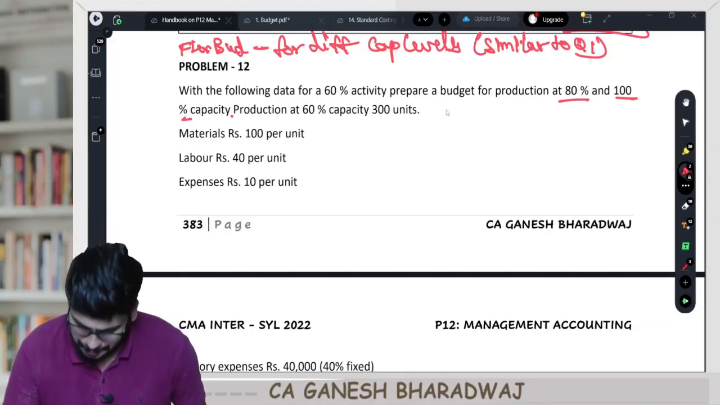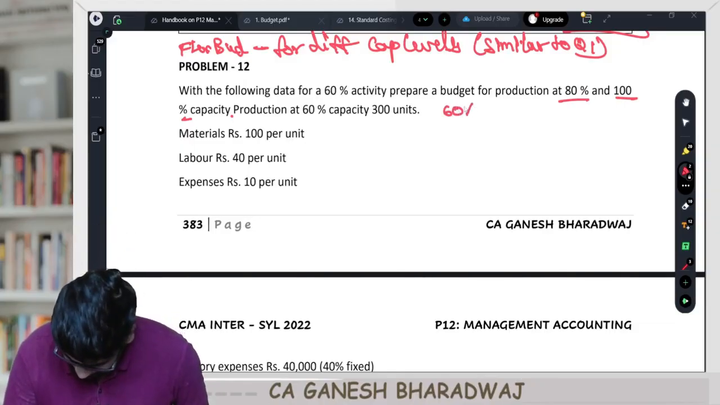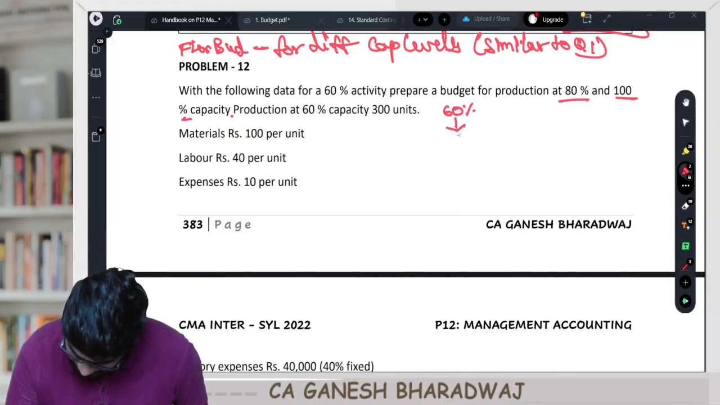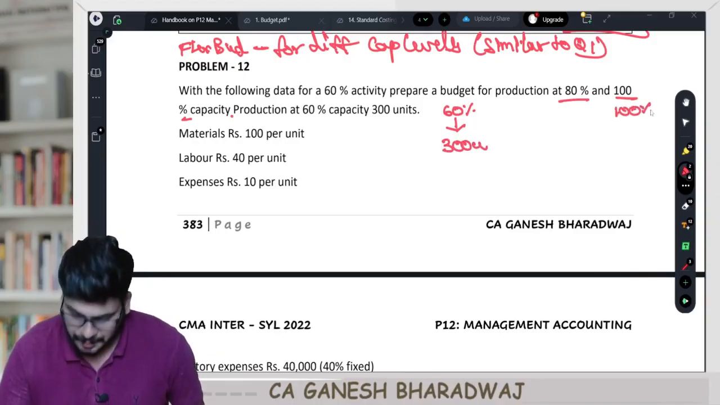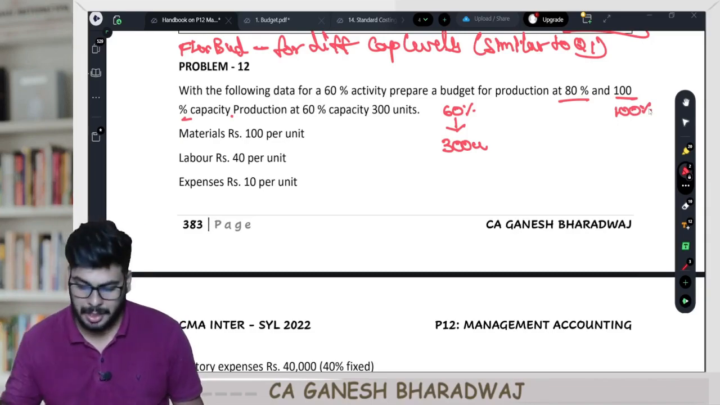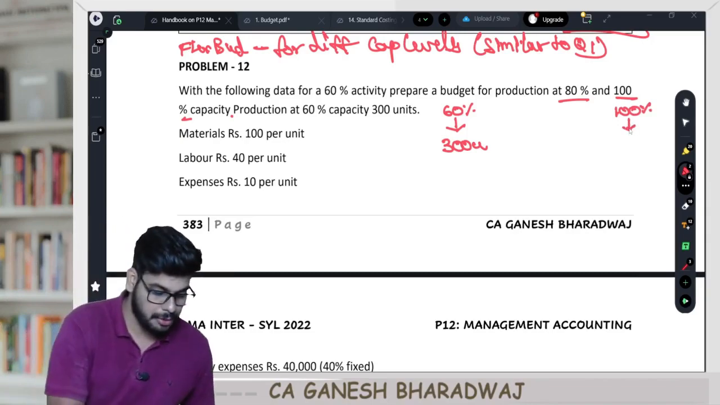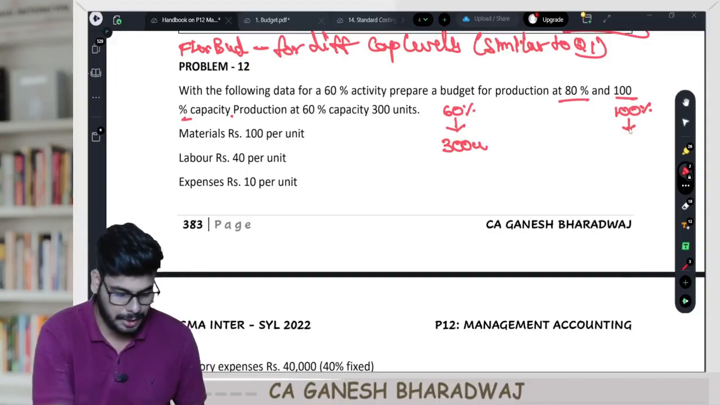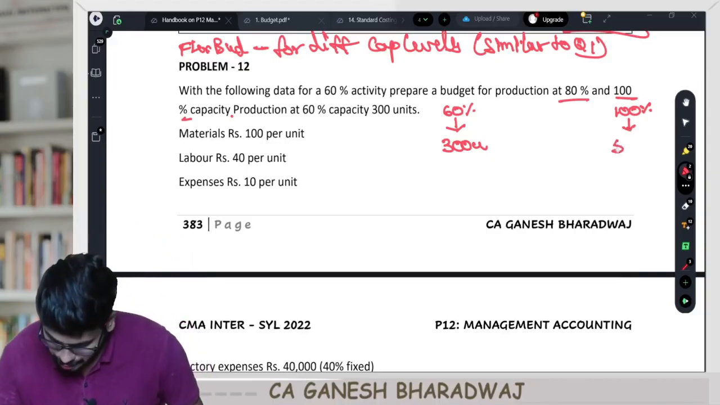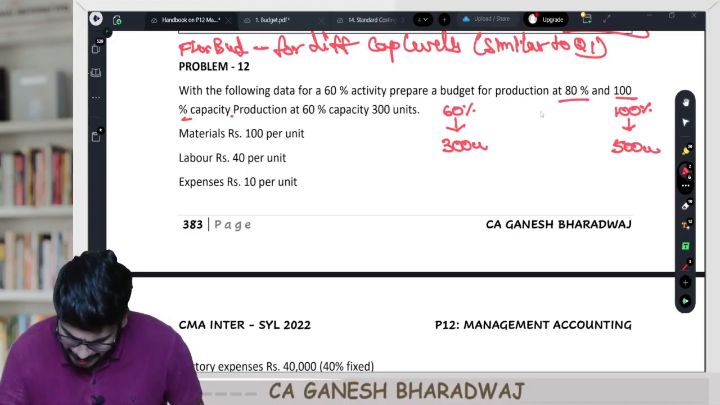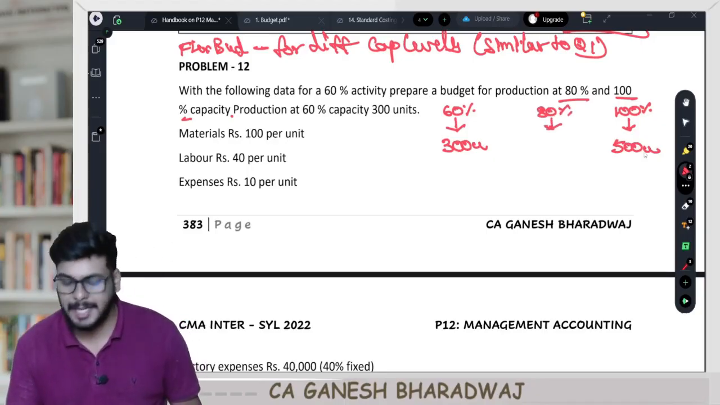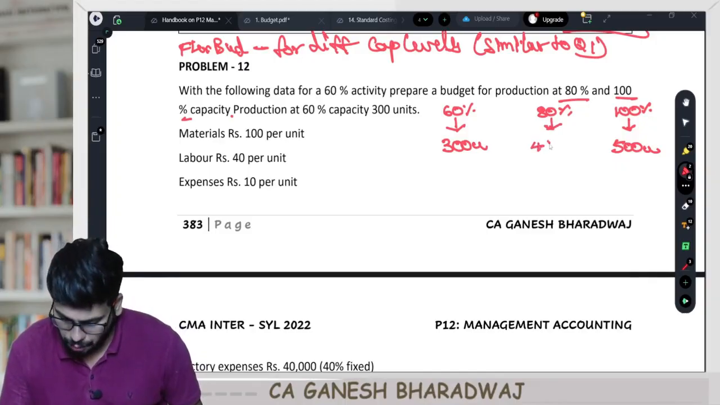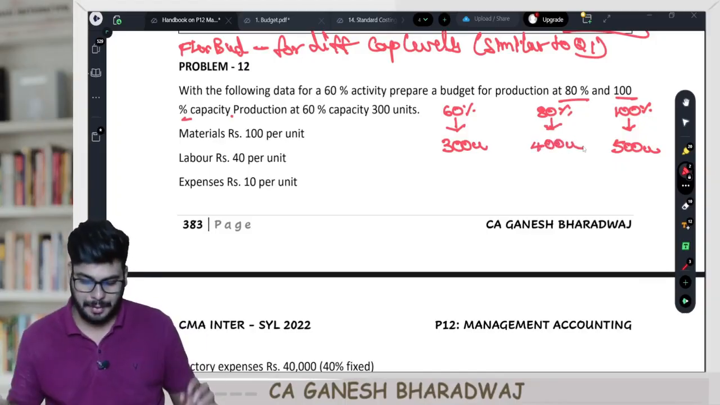Now, what have they given? Presently, the company is operating at 60% capacity. At 60% capacity, they are able to produce 300 units, which means if the company is operating at 100% capacity, what will be the total number of units the company can produce? 300 upon 60 into 100. How much is that? That's going to be 500 units. Clear with this, guys? And if the company is operating at 80% capacity, how many units can they produce? It's going to be 80% of 500. That's going to be 400 units. Clear with this, guys?